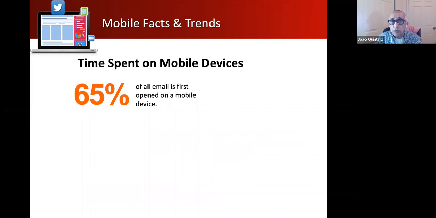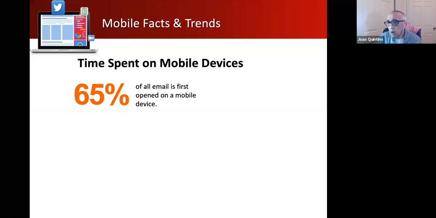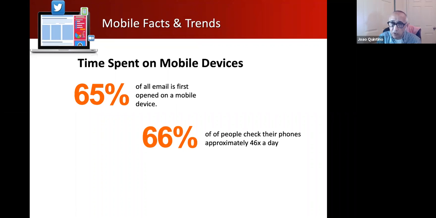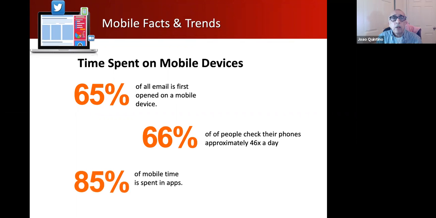So the time that people spend on mobile devices is huge today. So 65% of emails are first opened on smartphones. 66% of people check their phones approximately 46 times a day. That's an average. We check for messages, we check for emails, and we check for something else.